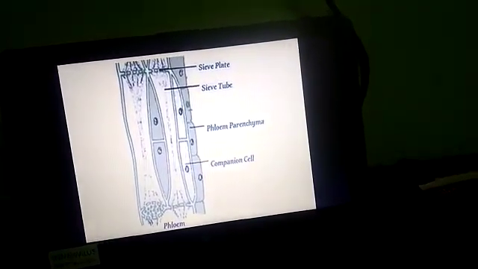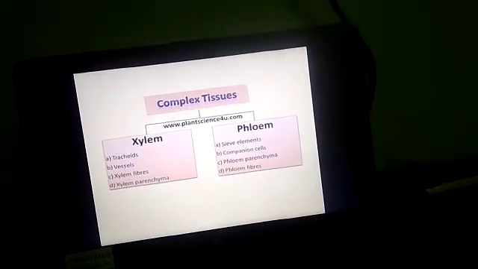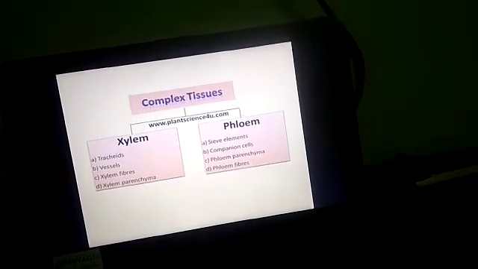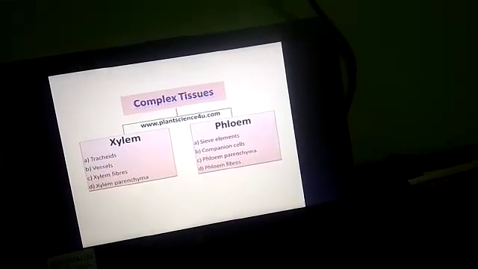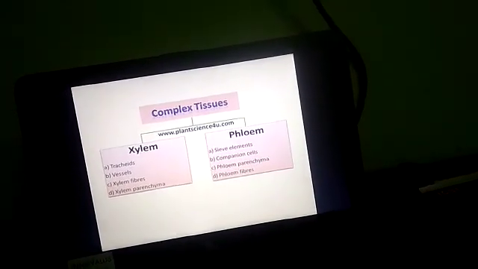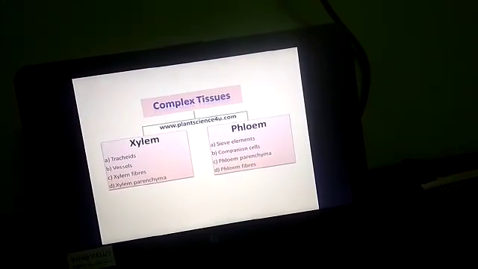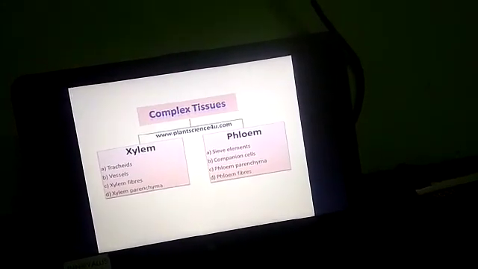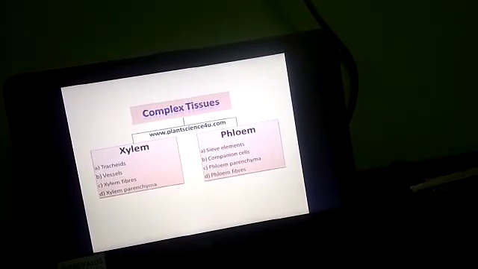So let's see what the differences between xylem and phloem are. These two come under complex tissue. Xylem has tracheids, vessels, xylem fibers and xylem parenchyma. Phloem contains sieve tubes or sieve elements, companion cells, phloem parenchyma and phloem fibers. Xylem conducts water and mineral salts from roots to the aerial parts of the plant, and the phloem transports the food material prepared by the leaves to other parts of the plant.